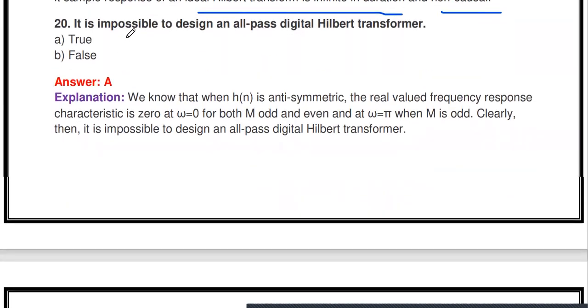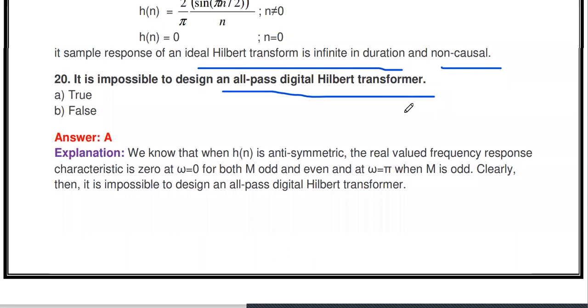The next question: it is impossible to design an all pass digital Hilbert transformer. The design is impossible. Yes, it's true. So it is practically impossible to design the ideal all pass digital filters.